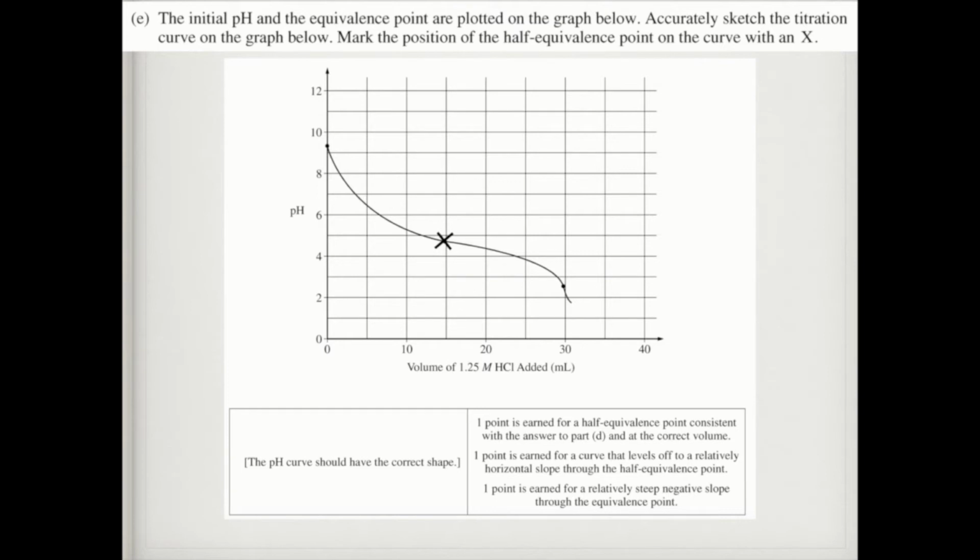Okay, and then mark halfway to your equivalence point, and that will be your half equivalence point. So notice your equivalence point is when you have 30 mL of hydrochloric acid, which means your half equivalence point is when you have 15 mL of hydrochloric acid. So you got 1 point for the half equivalence point, and your half equivalence point had to be consistent with your answer from D. You got 1 point for a curve that levels off to a relatively horizontal slope right at the half equivalence point, and then you got 1 point for a steep negative slope through the equivalence point, right? So you can see how there's that slope right at your equivalence point, showing that it's going to continue going further down.